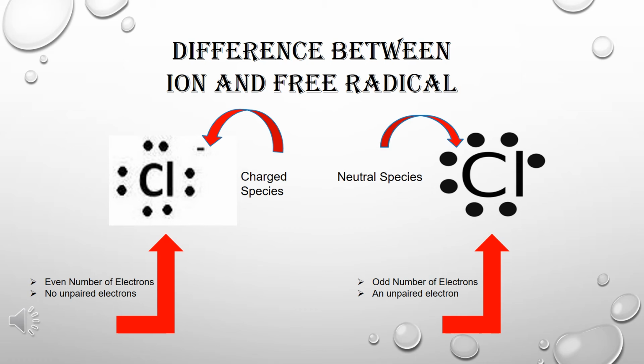But in the case of the chlorine free radical, in the next figure, you can see that there are 7 electrons in its outermost shell, an odd number of electrons, and one of the electrons is unpaired, and as a whole, there is no charge present on this chlorine atom. This is neutral. So these are the differences between an ion and a free radical: even and odd number of electrons, paired and unpaired electrons, and charged and neutral species.